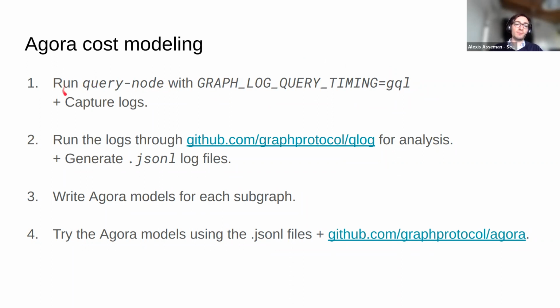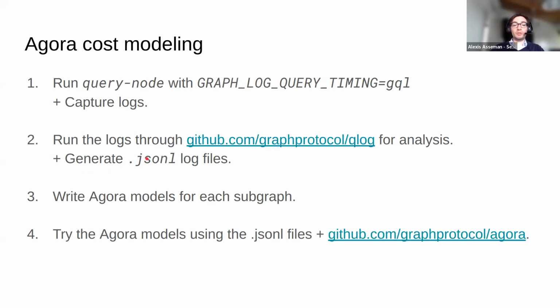And then it's your job to capture the logs. Second step, you run those logs through QLog, which is under the Graph Protocol organization in GitHub, for analysis. This tool will help you determine which are the most frequent query shapes, what are the execution times of those query shapes, etc. And it also will help you to generate JSON-L log files.